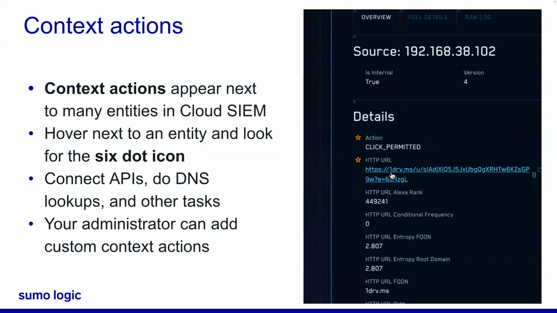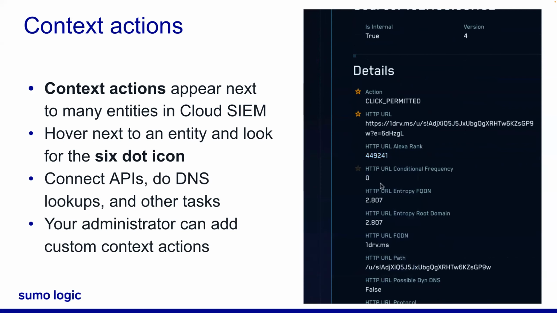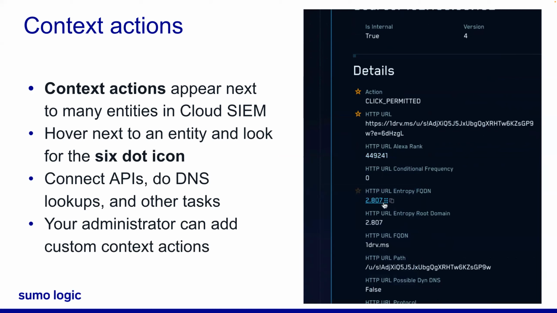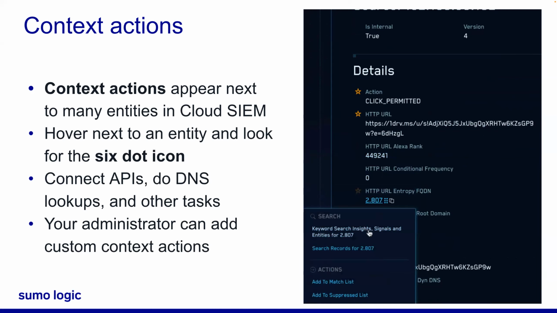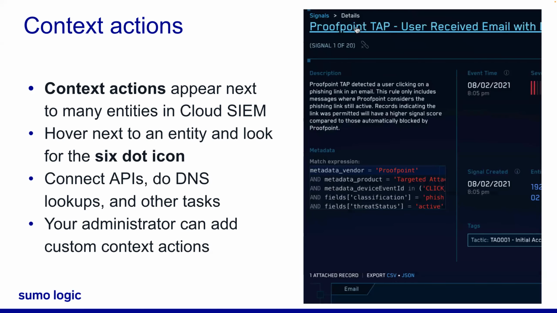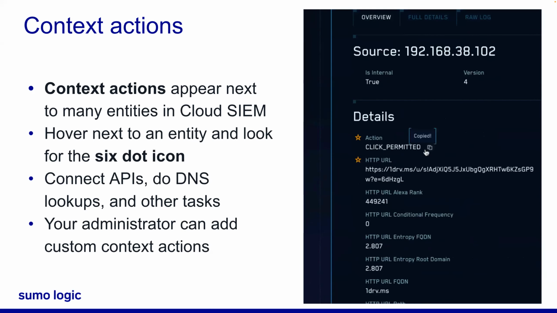And the way to utilize them is to hover next to the entity. And when you do, you should see those 6 dots appear. And if they do, and more importantly, if something shows up under those 6 dots, those are going to be the context actions that are available for the object. So for example, the context actions might take the entity and insert it into an API call. It might do a DNS lookup. It might do other tasks as well. And your administrator can set up custom context actions for you.